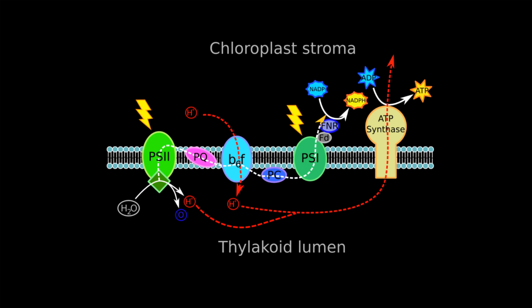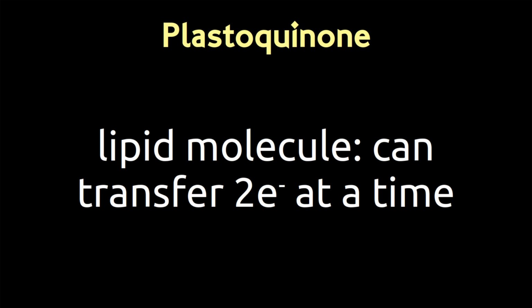Okay. So, we also are passing electrons onto plastoquinone. And like you discovered already, plastoquinone is a lipid. And it's this highly mobile lipid that is going to take 2 electrons from photosystem 2 and pass them on.